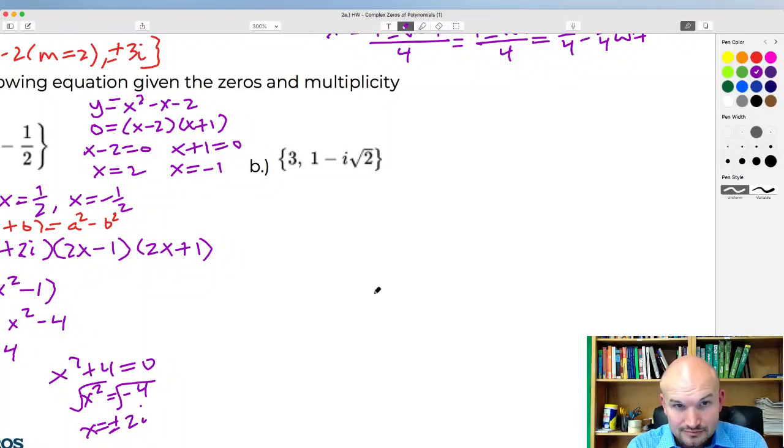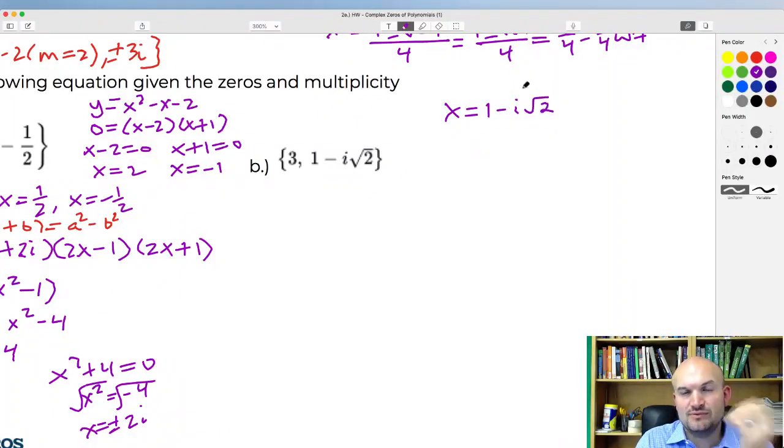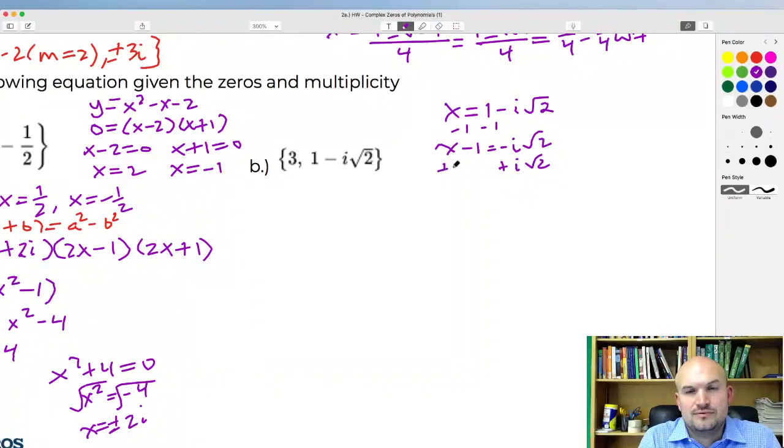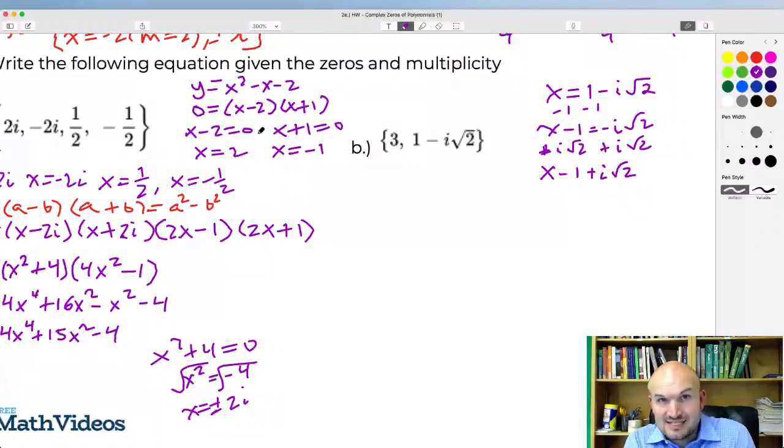So now I have the grouping 3, 1 minus i square root of 2. Again, if we were going to set this to 0 here, x equals 1 minus i square root of 2. And again, if I wanted to set this equal to 0 to find the factor, I would just subtract a 1. So x minus 1 equals negative i square root of 2. And then I would add the i square root of 2. And therefore I'd get x minus 1 minus or plus i square root of 2, which is exactly the same process that I did over here.